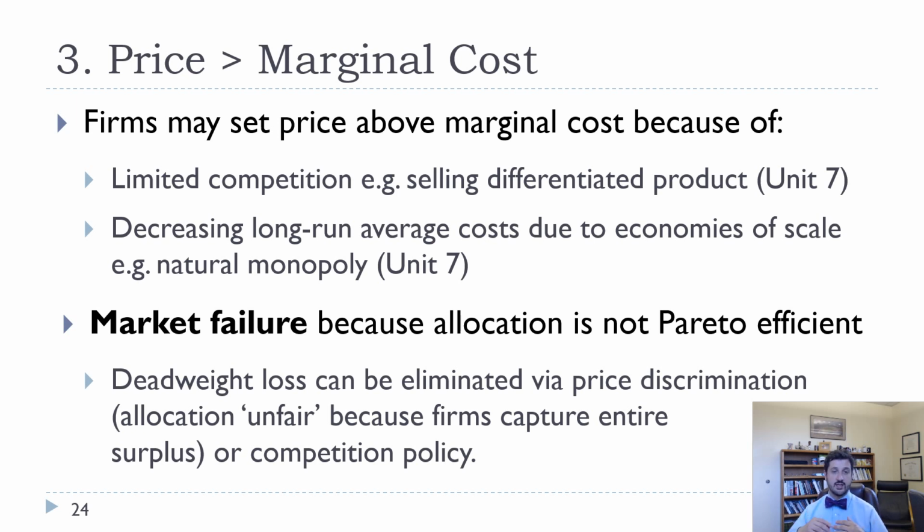Or there could be this case in which there is a decreasing long run average cost curve due to a natural monopoly. In those industries, there's some large fixed cost and a really low marginal cost, so the average cost is decreasing over the whole range of production. And so this is a market failure because the allocation is not Pareto efficient, right? There's some deadweight loss that we could get rid of by setting price equal to marginal cost. Now, someone like Joseph Schumpeter said this isn't necessarily a real market failure, right?